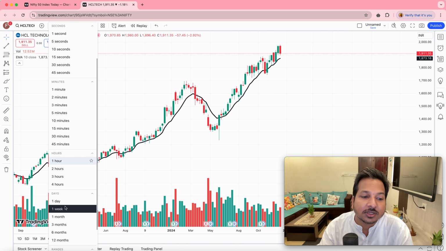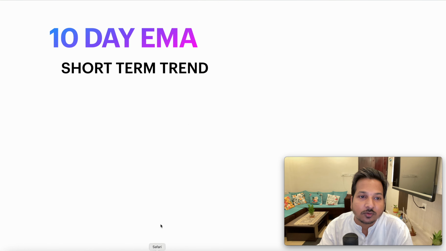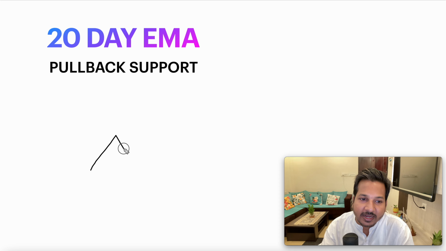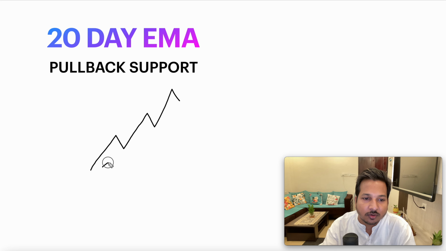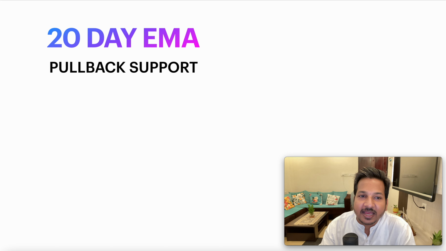In the daily chart, for a short term trend you can ride with the 10-day moving average. Next is the 20 period moving average, which shows you pullback support. In any uptrend, when some pullback comes, this pullback support is the 20-day moving average. So your 20-day moving average will be like this. So you can be assured that if the 20-day EMA is taking support, it means the uptrend is continuing. You can apply this 20-day EMA on any chart and you can see that on pullback it is taking support.